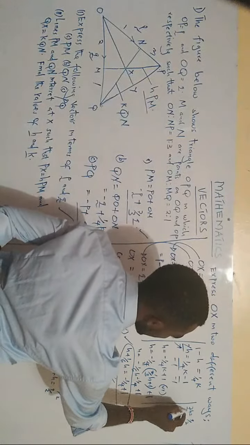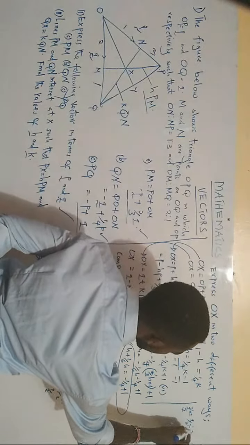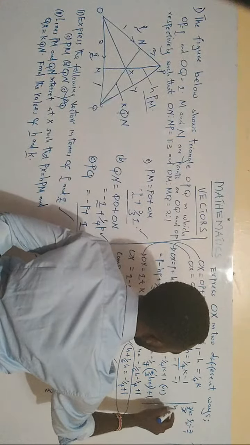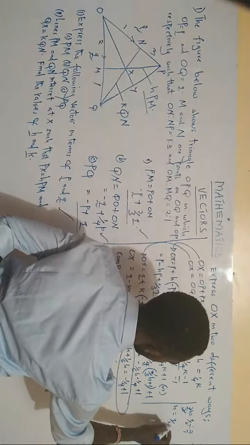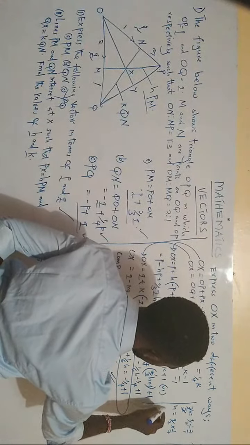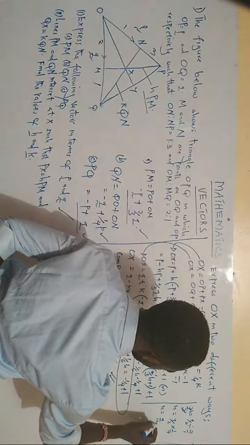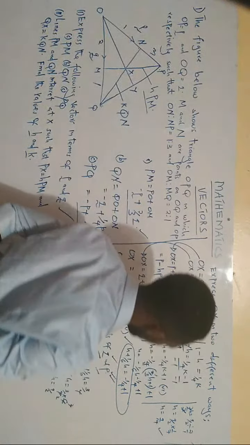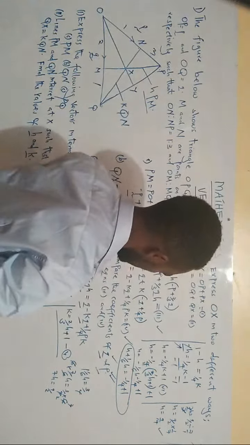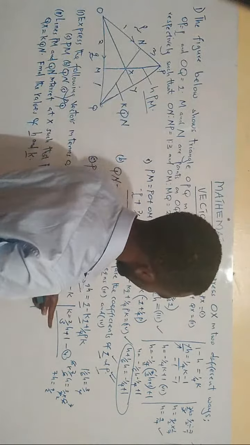To get h, divide by 7 out of 1. And the h will be equal to 9 out of 2 times 1 over 7. And the h will be given as 9 out of 14. That is h.